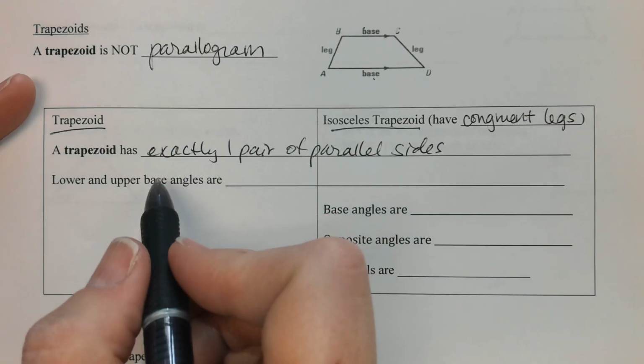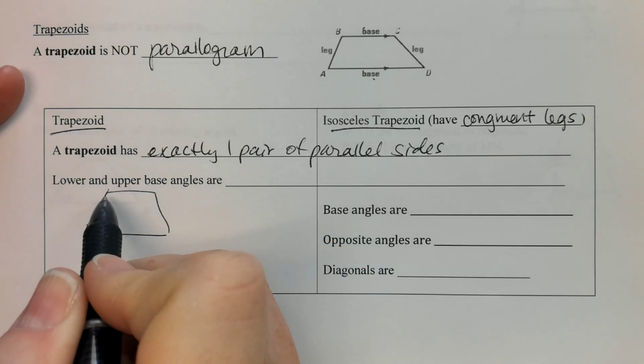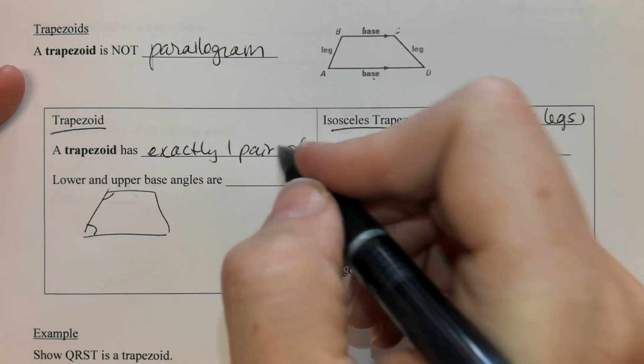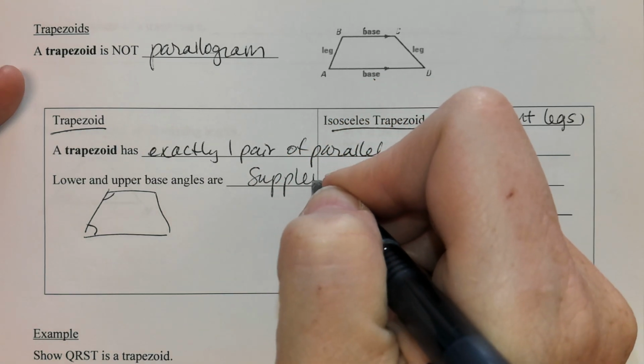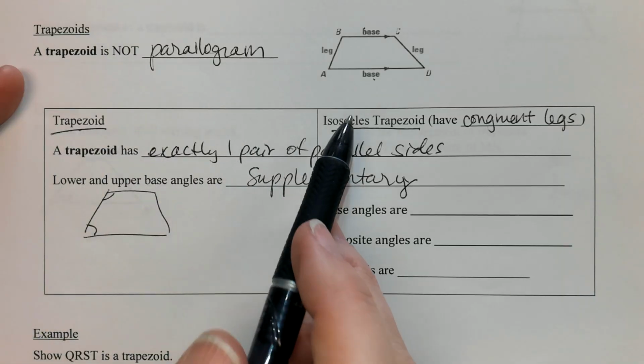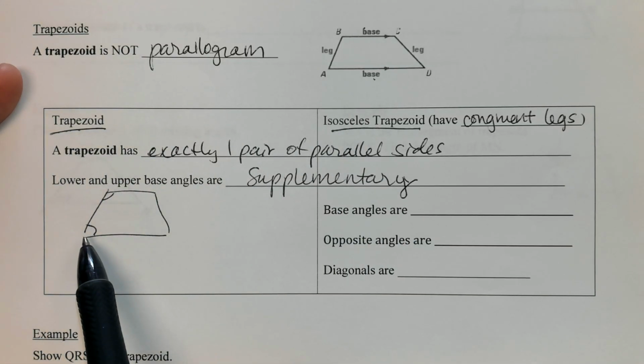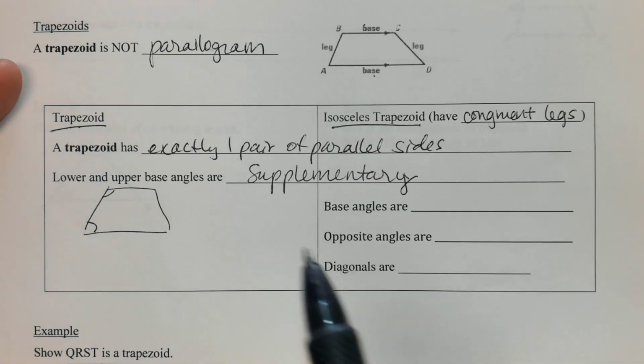The lower and upper base angles. What I mean by that is one lower and one upper base angle, they are supplementary. And that is going between both boxes because that's true for trapezoids or isosceles trapezoids. So it doesn't matter what shape you have. One lower and one upper base angle are supplementary.